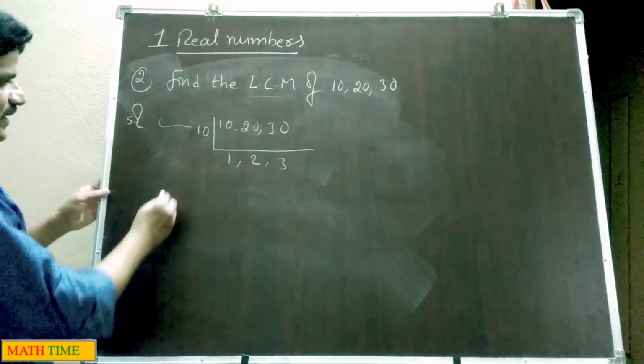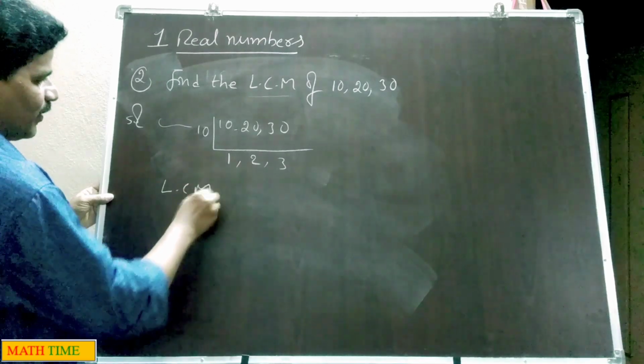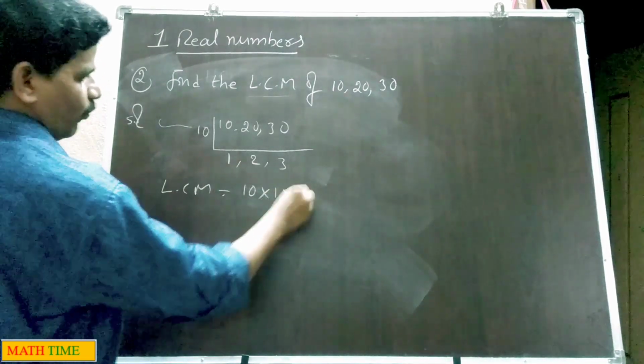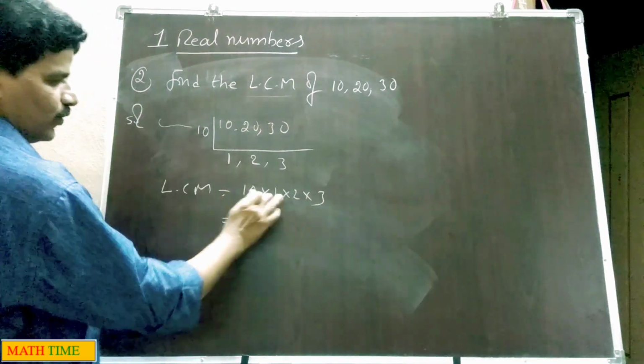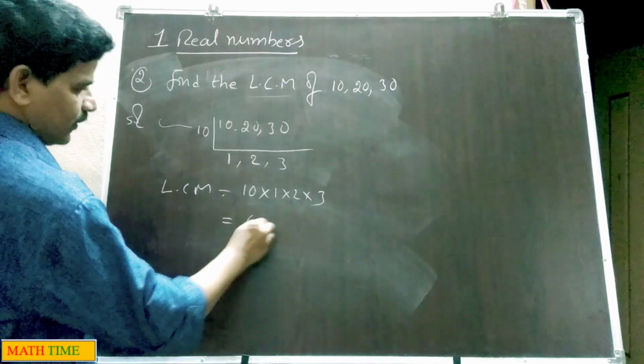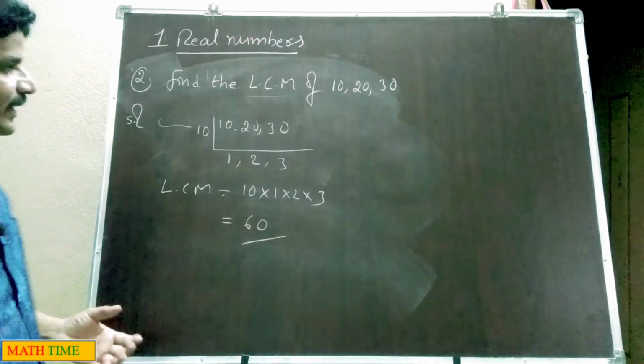Therefore LCM, least common multiple, equal to here 10 into 1 into 2 into 3. That is 10 into 1, 10. 10 into 2, 20. 20 into 3, 60. So this is the way to find LCM.